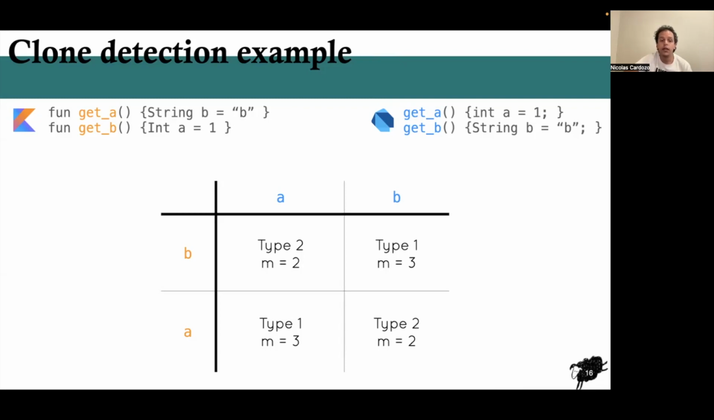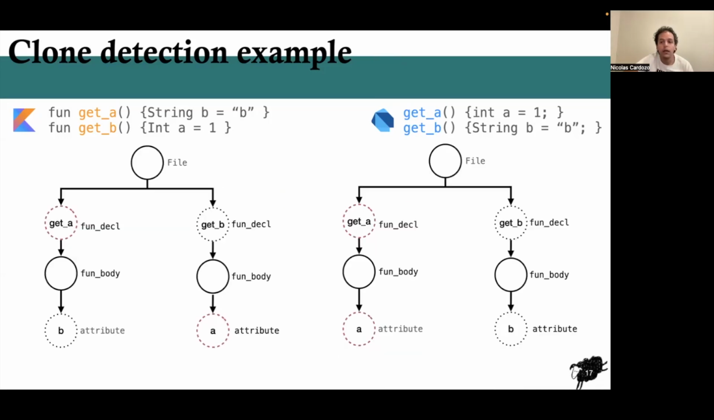So here, function getA in Kotlin has a type 1 clone with function getB in Dart, and function getB in Kotlin has a type 1 clone with function getA in Dart, while having type 2 clones identified for the bodies in the other situation. Here we identify the two type 1 clones across the two different code bases, detecting the getA function in Kotlin as a type 1 clone of the getB function in Dart, and getB in Kotlin as a type 1 clone of getA in Dart.